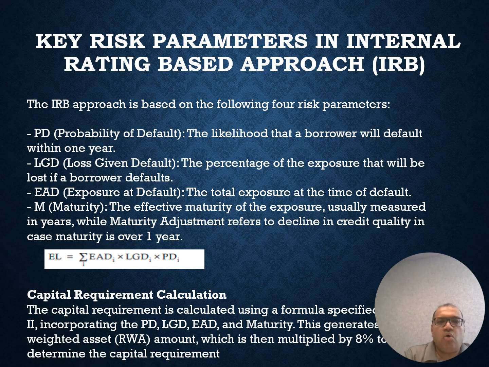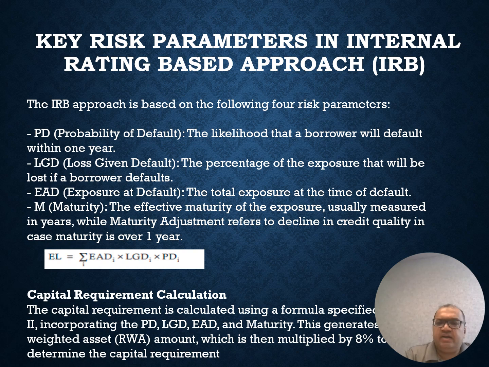The other is LGD, loss given default. As the name implies, in case it defaults, what will your loss be? It is the percentage of the exposure that will be lost if the borrower defaults. Then there is exposure at default. What is the loss once $100 million has gone bad? So what is the loss you will incur once a borrower defaults?